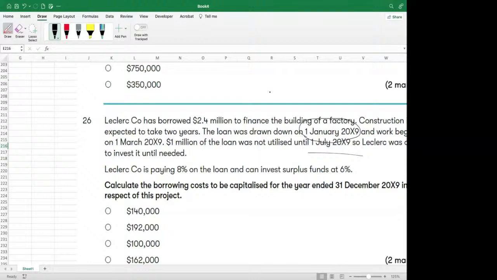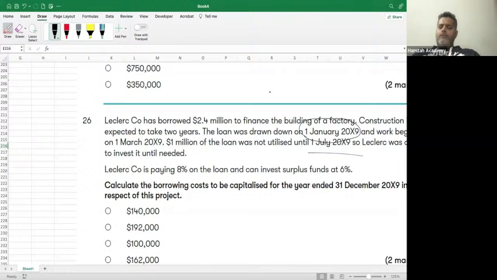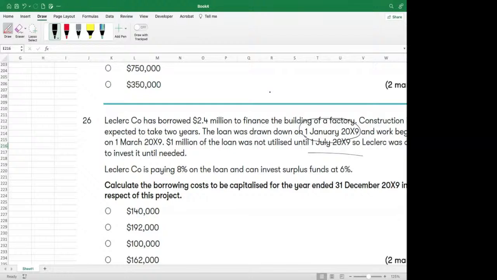No, because the work actually began on 1 March. The cost should start to be capitalized as from 1 March itself.